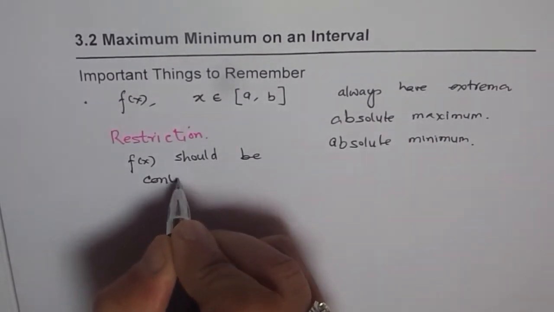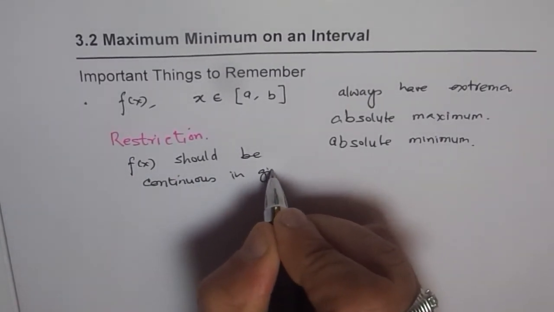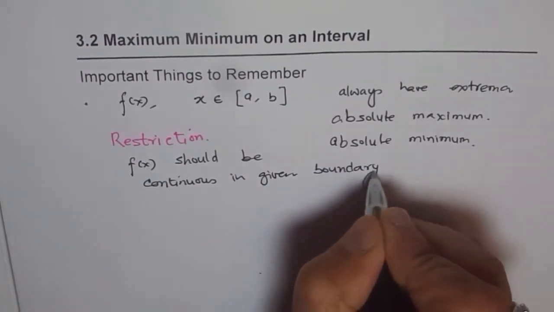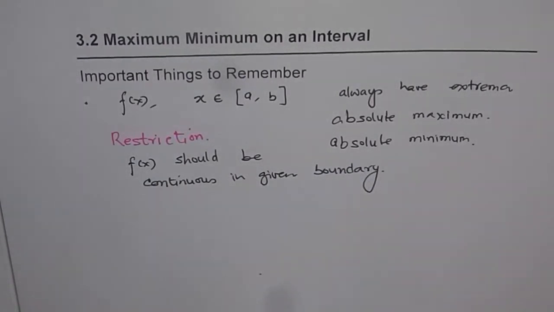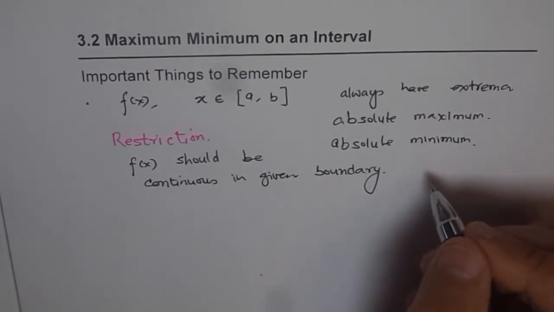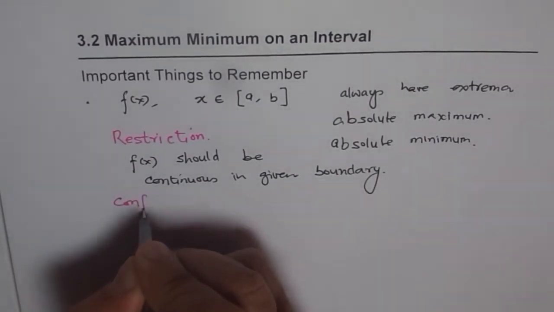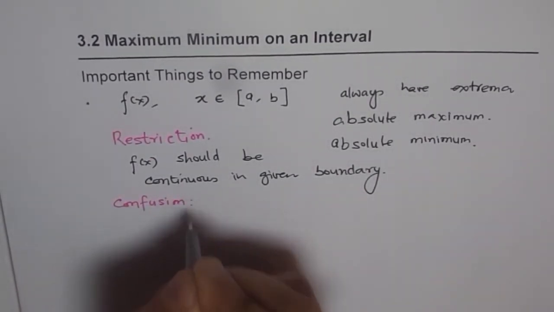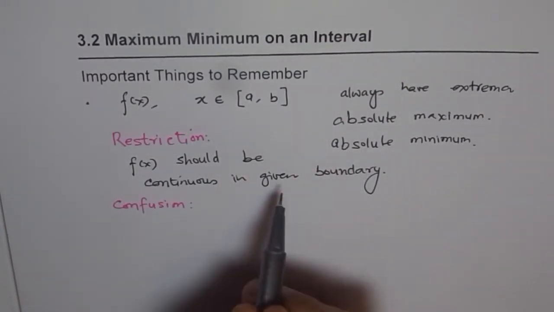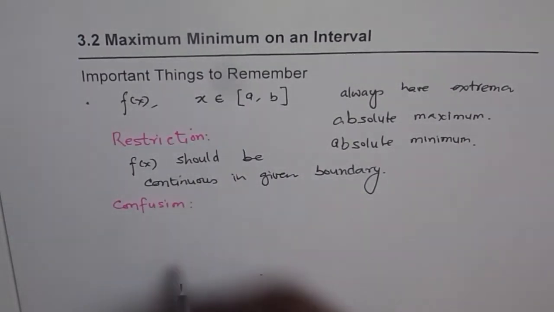continuous in the given boundary. That is the restriction. Well, sometimes there is a confusion also. So the restriction is that f of x should be continuous in the given boundary, that is between a and b, the function should be continuous.